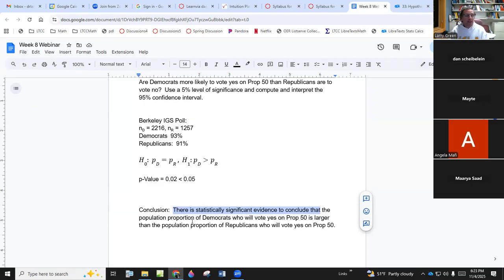Obviously, things can be a little different, and they're always a little bit different because here we're talking about Prop 50 and Republicans and Democrats. So, every example is going to be a little different. Don't just write down only the template. Make sure you write about what's going on. So conclude that.